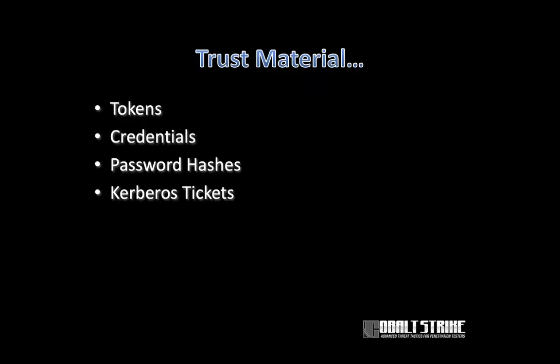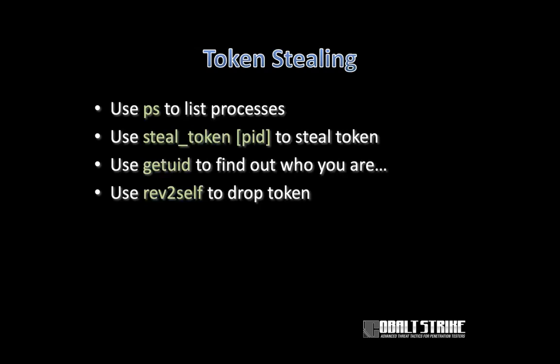Let's talk about how to populate your beacon session with trust material so that you take on the identity of another user when authenticating or trying to do something to a remote target. We're going to talk about four kinds of trust material: tokens, credentials, password hashes, and Kerberos tickets. One of the cool possibilities with tokens is that if you see a process running with a desirable token, you can steal that token from that process and apply it to your current thread, giving your beacon session that identity until you drop the token.